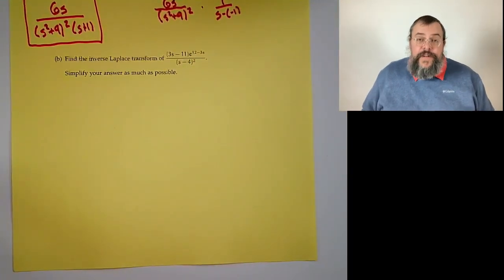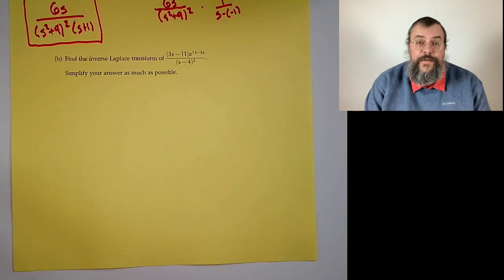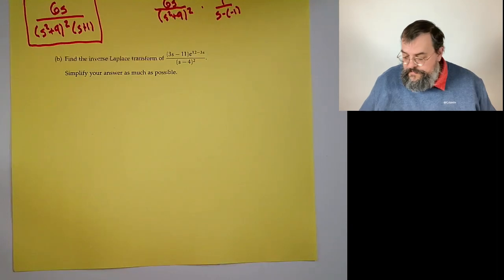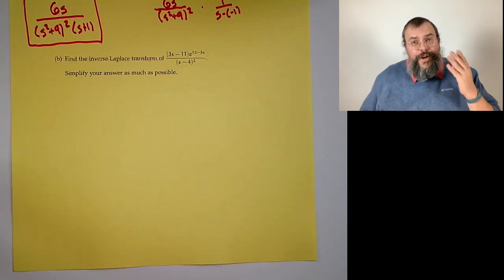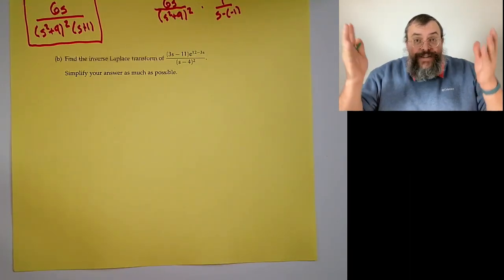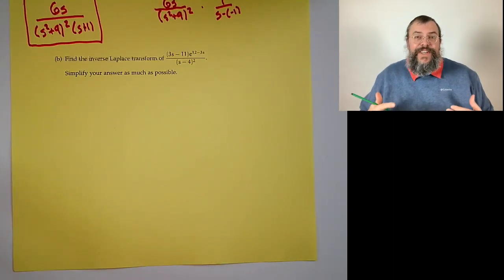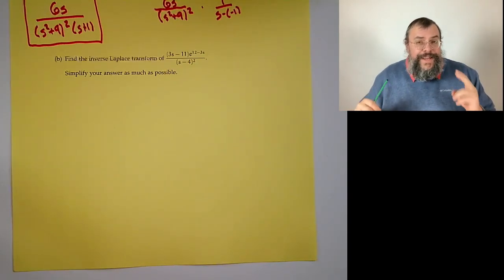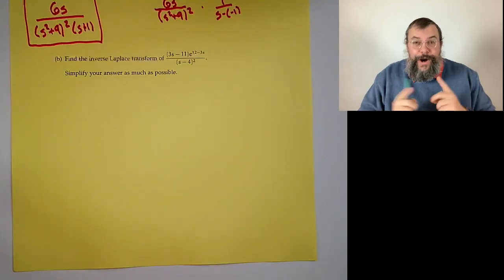Part B. Find the inverse Laplace transform of this expression, 3s minus 11 times e to the power of 12 minus 3s, over s minus 4 squared. And simplify your answer as much as possible. Now, when you see something that says simplify your answer as much as possible, it's sending you a clue. The answer can be made simple. So we should be suspicious that if we get to a certain point, it's like, can this look simpler? And probably the answer is yes. And so if our answer doesn't look simple, things went wrong.